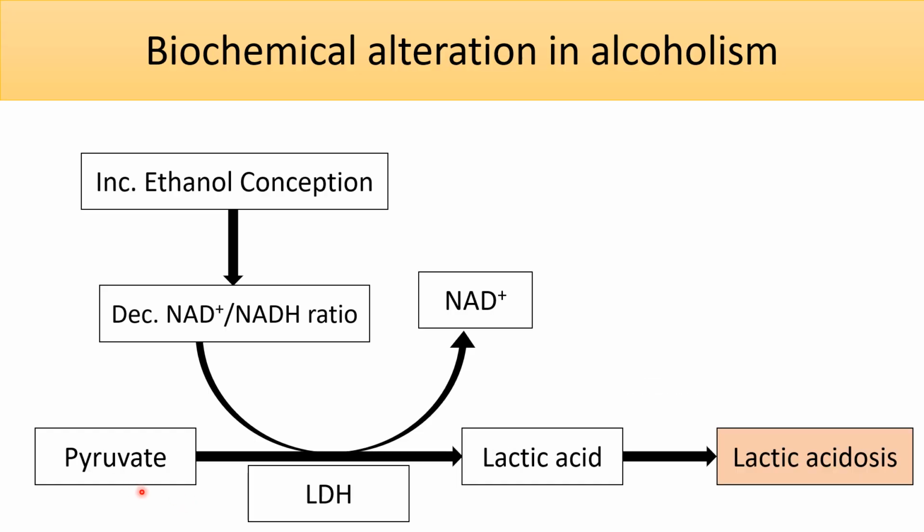This pyruvate will get converted to lactic acid, and it will result in lactic acidosis. Why is it getting converted to lactic acid? Because we need to reduce the NADH concentration. By converting pyruvate to lactic acid, we are able to convert NADH to NAD. So we are reducing the NADH concentration by converting pyruvate to lactate, which results in increased formation of lactic acid in the blood, called lactic acidosis. So the next clinical feature is that the patient will have lactic acidosis.